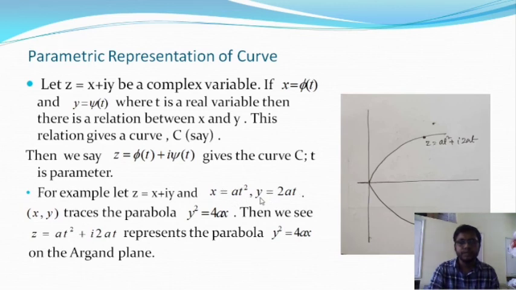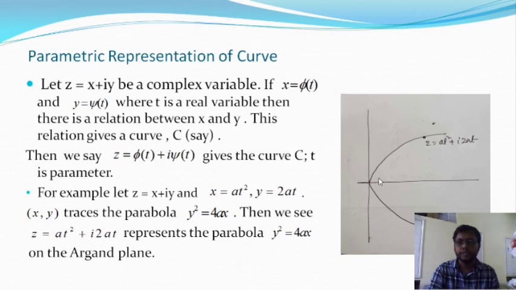So x and y trace the parabola y square is equal to 4x. In that case, the locus of the curve is actually the parabola. So y square is equal to 4x, and then Z is equal to at square plus i into 2at represents the parabola y square is equal to 4x in the Argand plane.